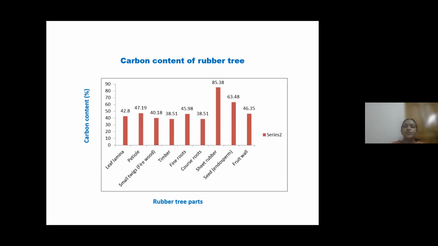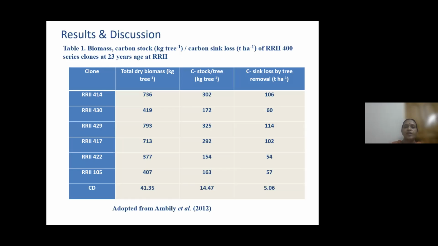This figure shows the carbon content of the rubber tree: around 42% carbon, where the highest carbon content is in the sheet rubber, followed by seeds. Here we have the biomass, carbon stock, and carbon sink loss of the modern 400 series clones, clones developed recently. They are at the establishing stage in the experimental field, taken for the study at 23 years of age.